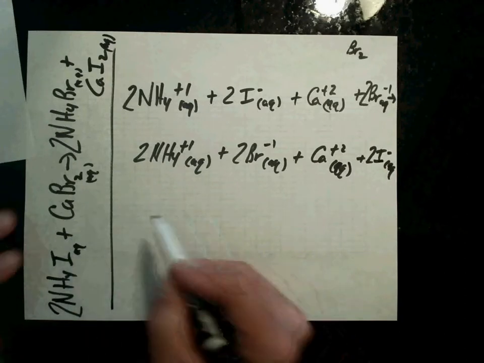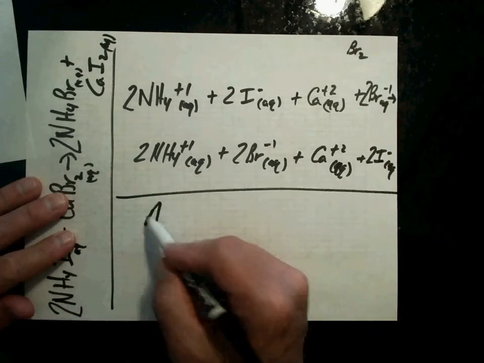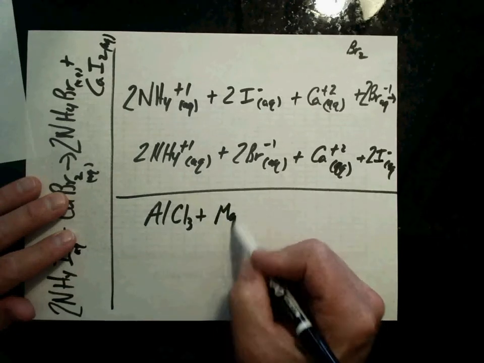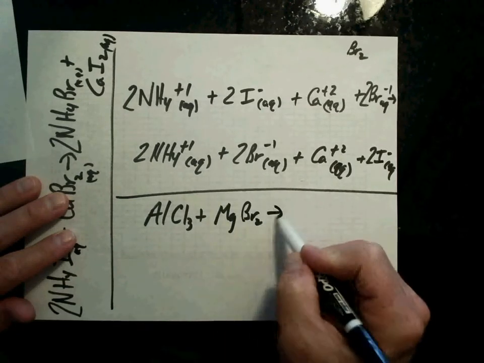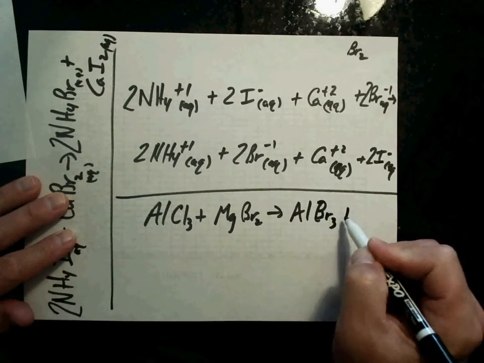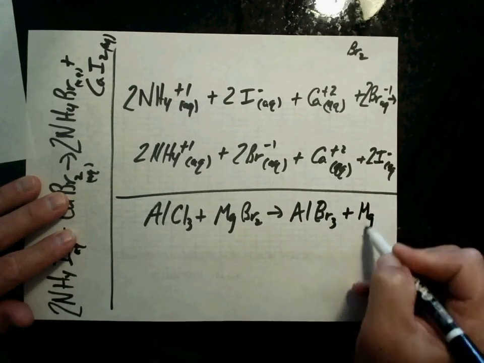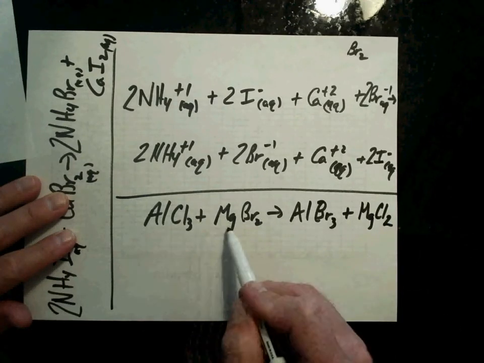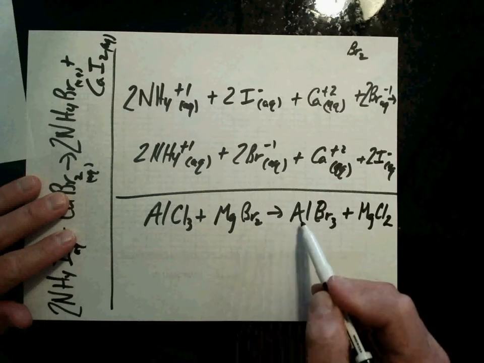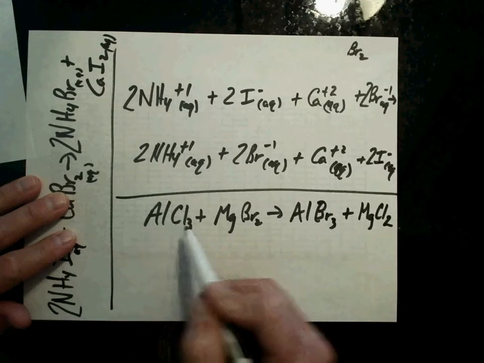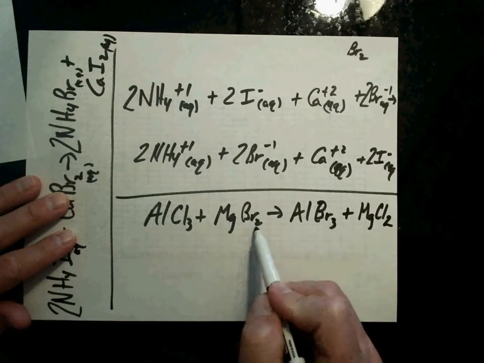Okay? Here's one for you to try real quick. Aluminum chloride, AlCl3 plus MgBr2 yields AlBr3. Wow, where are those changes? Plus 3, minus 1, switched. Plus 2, minus 1, switched. I'm just good at it because I do it all the time.